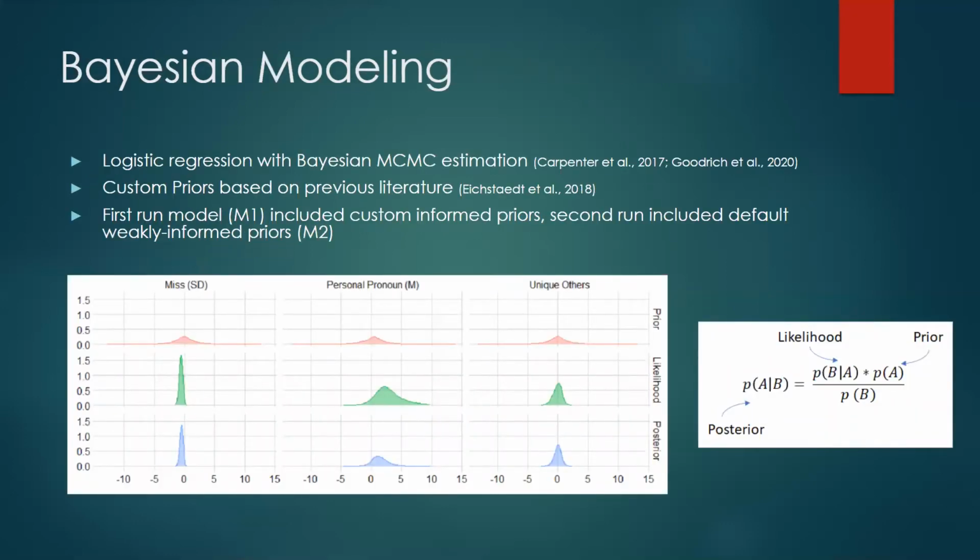We tried to encapsulate the previous psychological research as the prior distribution. So we used logistic regression with Bayesian estimation, customizing our prior distribution as the center of our priors. It was all based on previous literature and correlation with depression. We took two models using Bayesian modeling. The first included our customized informed priors, and the second used the general weakly informed priors that came with the framework.